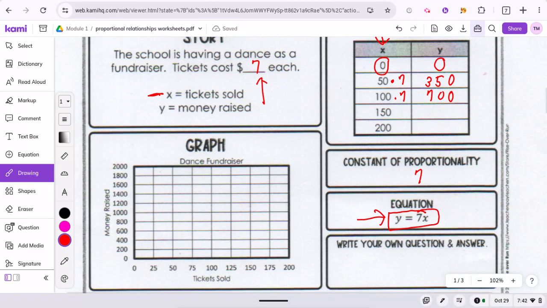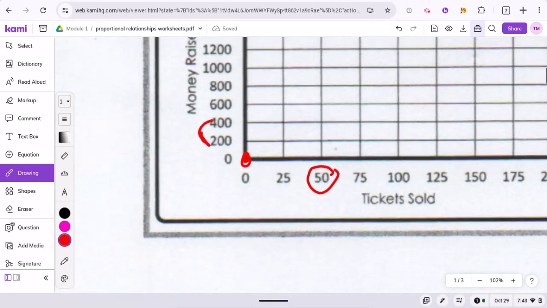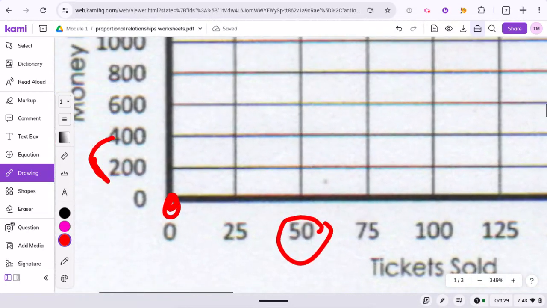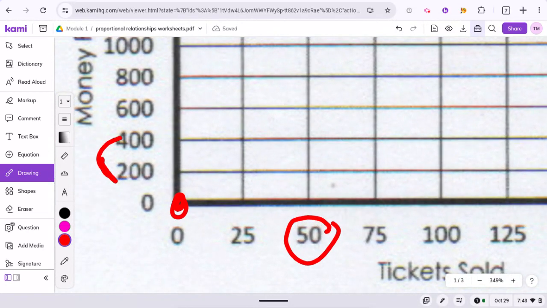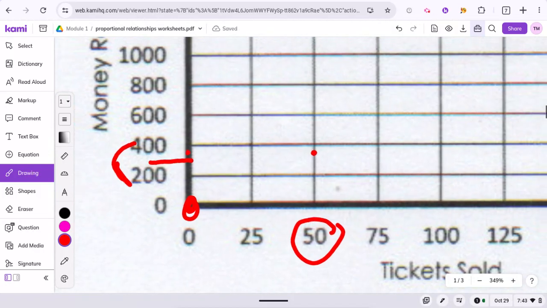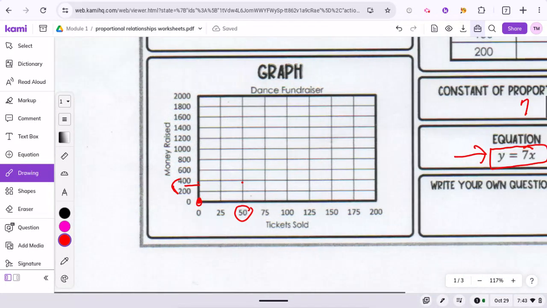And then you would graph them here as well. Of course, 0, 0. And then the next one here, 50 and 350. 50 is here. So 200 and 400 are here. Let me zoom in. So halfway between those, we're looking for 250. Halfway between those would be 300. So 350 would be right about here. So if I go across, right about here would be your dot. And then you would graph the other ones.